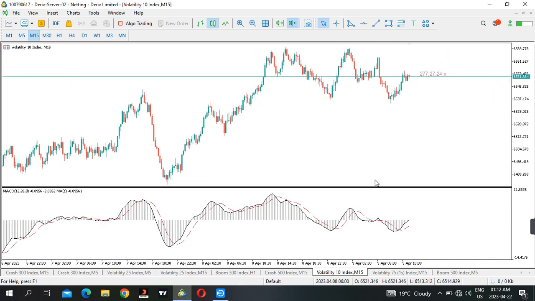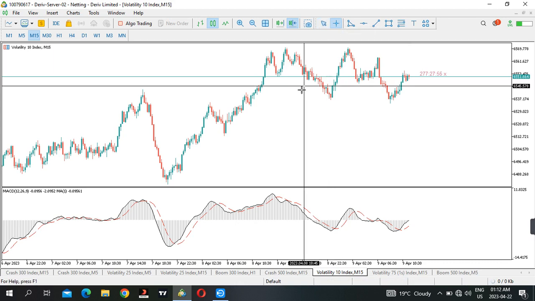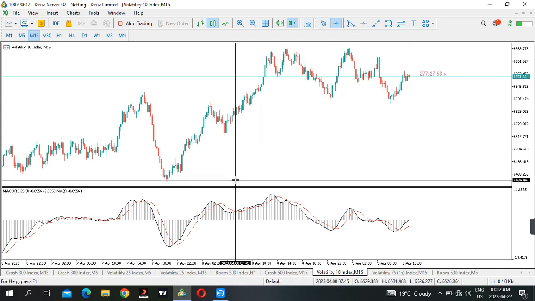For this strategy, firstly, if the bars are above the level 0, we're only going to look for buy setups, because the market is in an uptrend. That's how simple it is. We're going to be entering a buy only when the red and the black line cross above level 0. That's when we look for buy setups. For example, over here, we're going to be entering our buy.